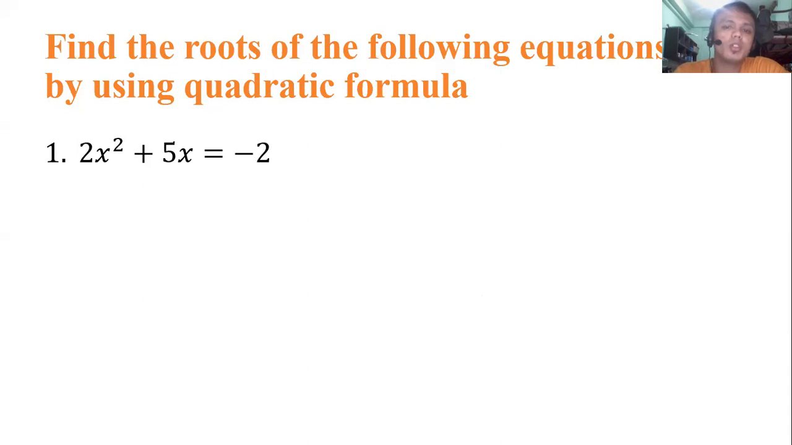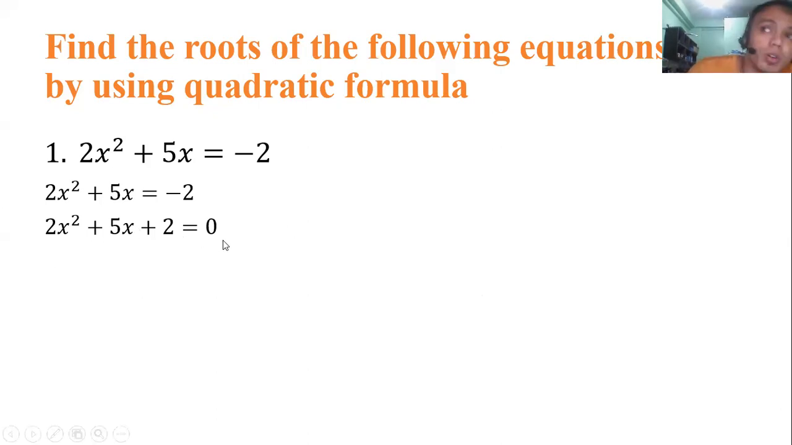Exercise. Now find the roots of the following equation by using the quadratic formula. We have 2x squared plus 5x equal to negative 2. Before we determine the values of A, B, and C, we must rewrite the equation first into standard form. To rewrite it, we will transpose negative 2 to the other side. Then we have 2x squared plus 5x plus 2 equal to 0. Okay? Then get the values of A, B, and C.